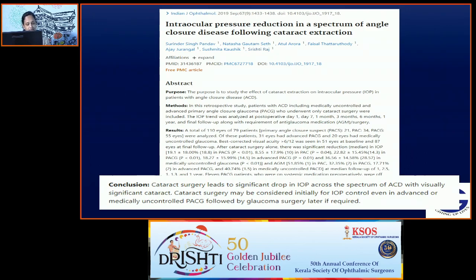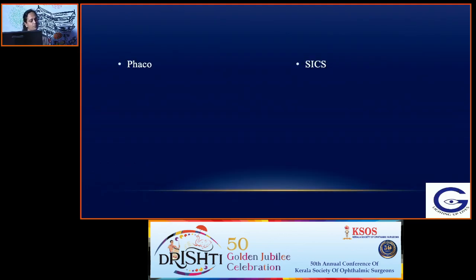So, cataract surgery alone may be considered initially for IOP control even in advanced or medically uncontrolled primary angle closure glaucoma, followed by glaucoma filtering surgery later if required. So what are the options of cataract surgery? You can do either a phaco or a small incision cataract surgery.